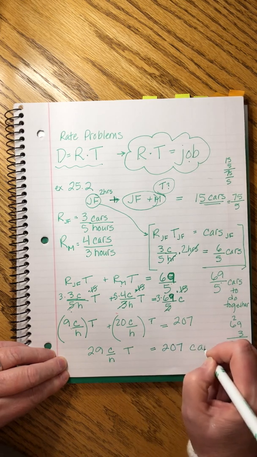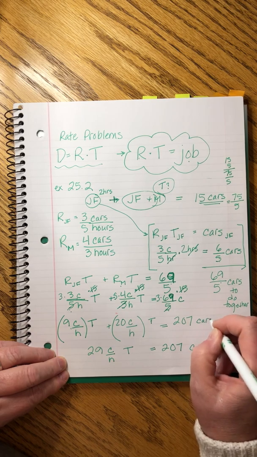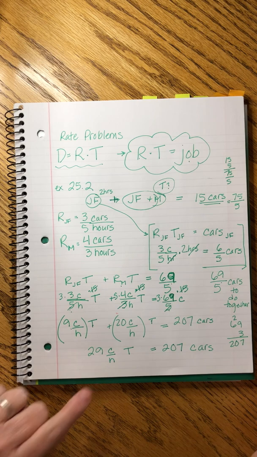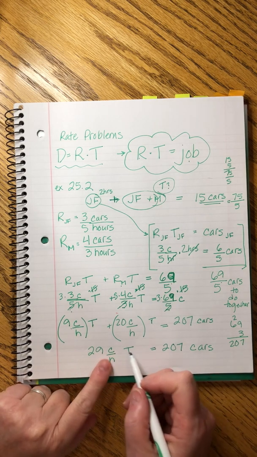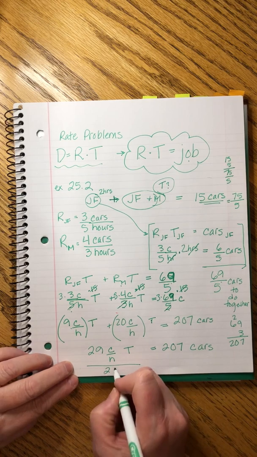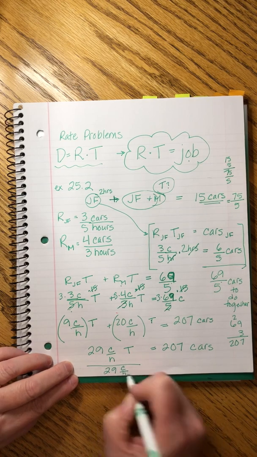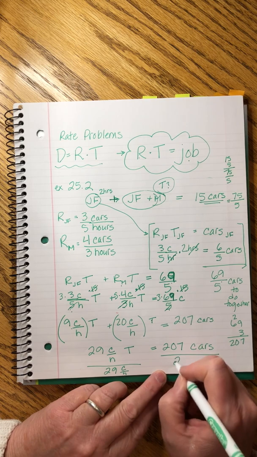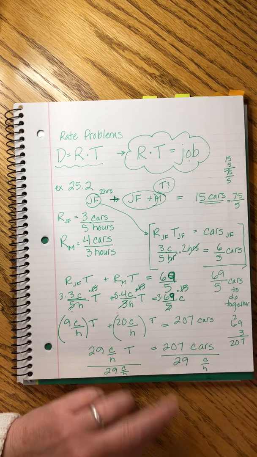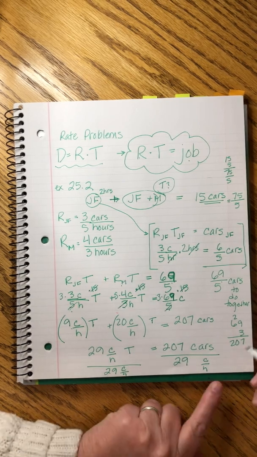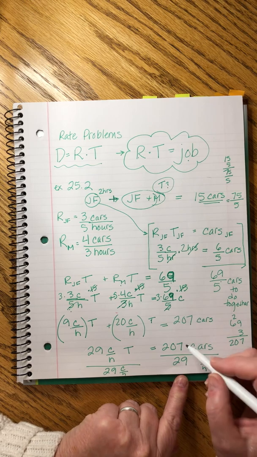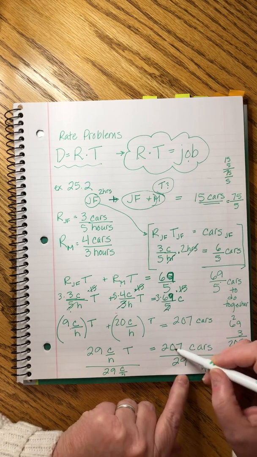This would be cars, right? I haven't been writing that, but we can add that back in because that's the job. And so now I'm going to divide by 29 cars per hour. Right? Remember, okay, so my number, I'll tell you right now, my number is prime. It's not going to go anywhere. So this is done, the number is done.